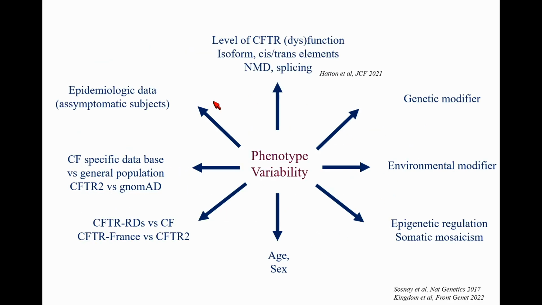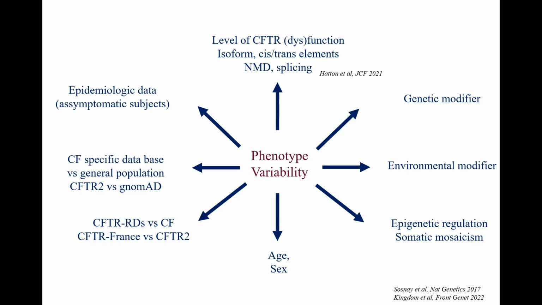So obviously the phenotype variability for a newborn screened baby depends on the level of CFTR dysfunction, as we previously said. But we also must keep in mind that it can be associated with other genetic elements in the CFTR gene, in cis or in trans with the variants, and also differential levels of NMD or splicing events, and also different isoforms of the protein. All these events are very, very underreported and underevaluated.